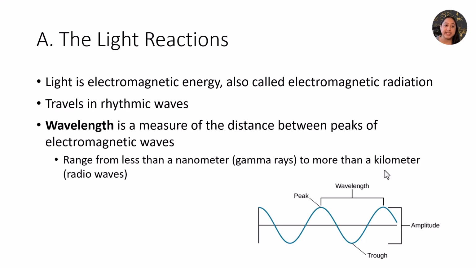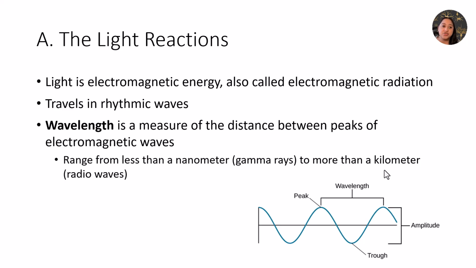Light is electromagnetic energy, also called electromagnetic radiation. So this is where physics comes in a little bit. If you're a bio major, you're probably going to have to also take physics at some point, either before you transfer or after. And it does make sense. It all plays a part in how the physical world works. So light is one form of energy, electromagnetic energy.